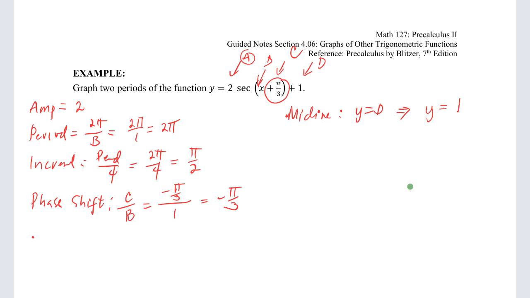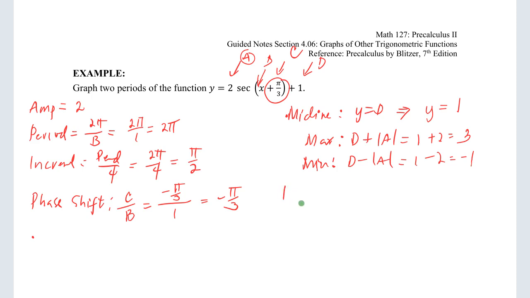All right. So next, we'll have here the maximum point. We know that the maximum point is d plus the absolute value of a. So this is equal to 1 plus 2, which is equal to 3. And then the minimum value, which is d minus the absolute value of a, which is 1 minus 2, which is again negative 1. Okay?